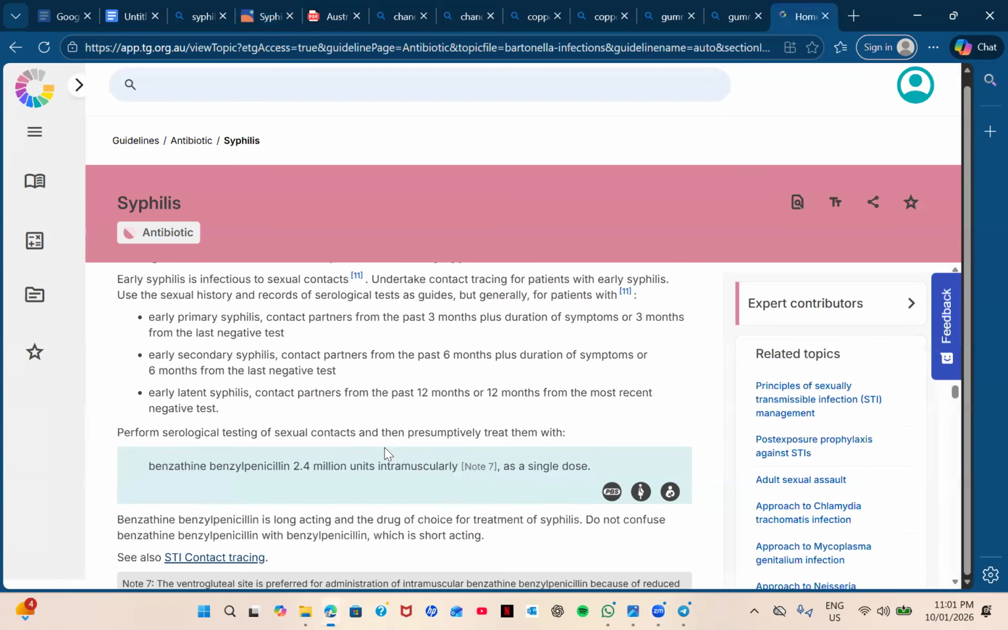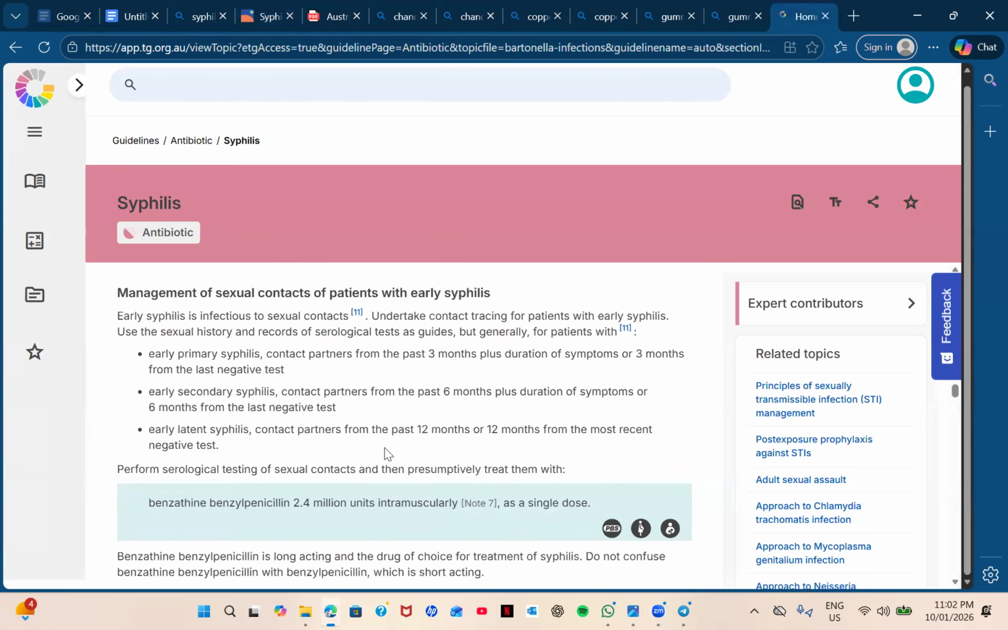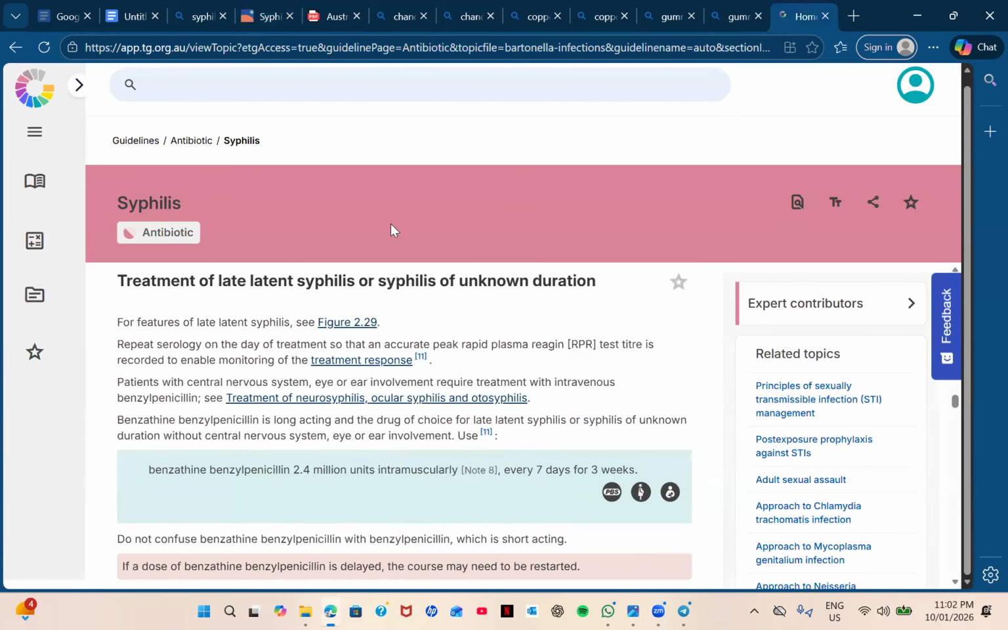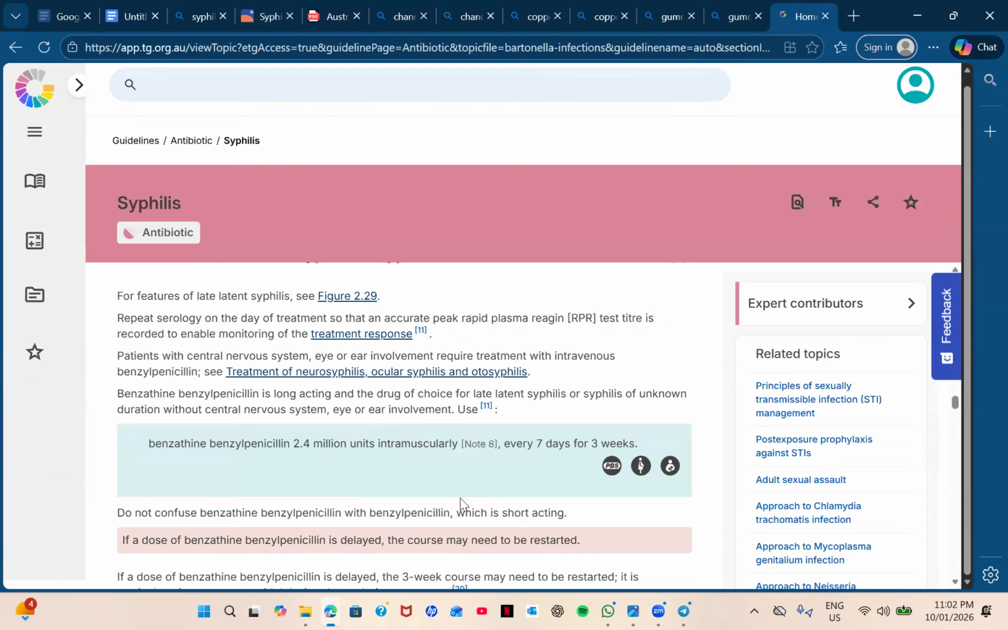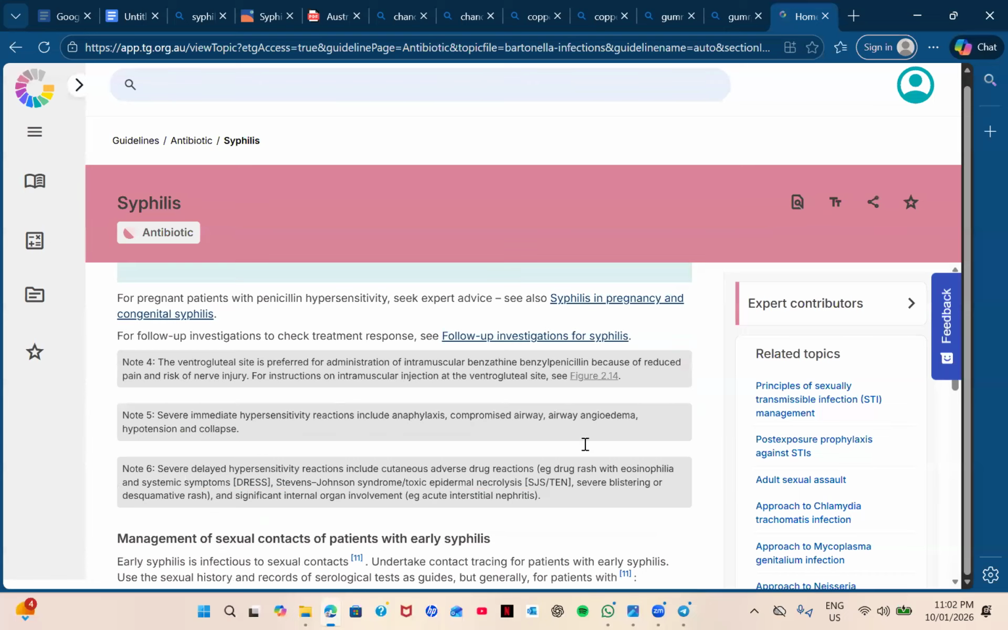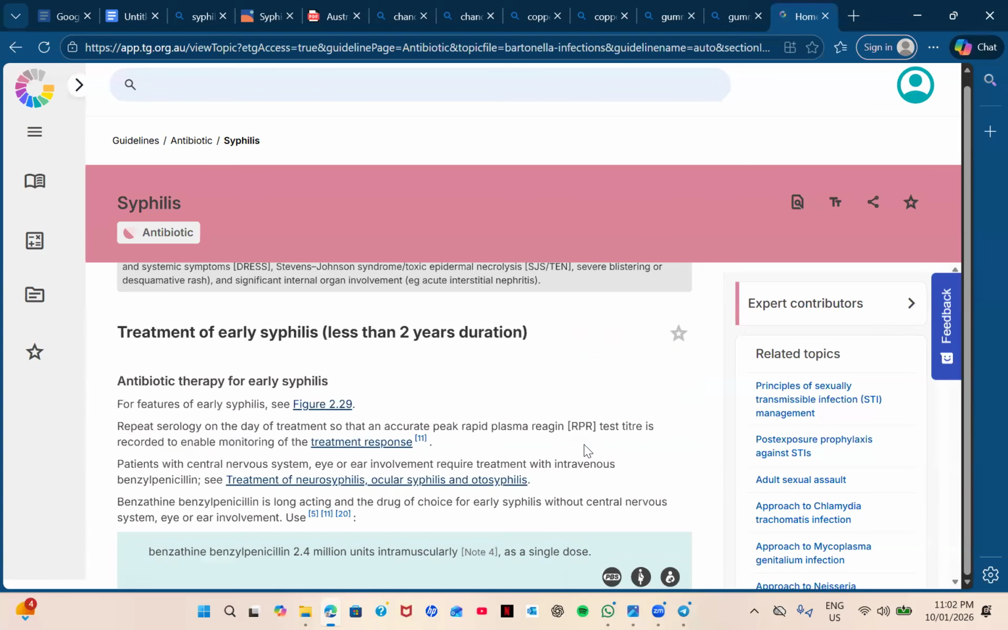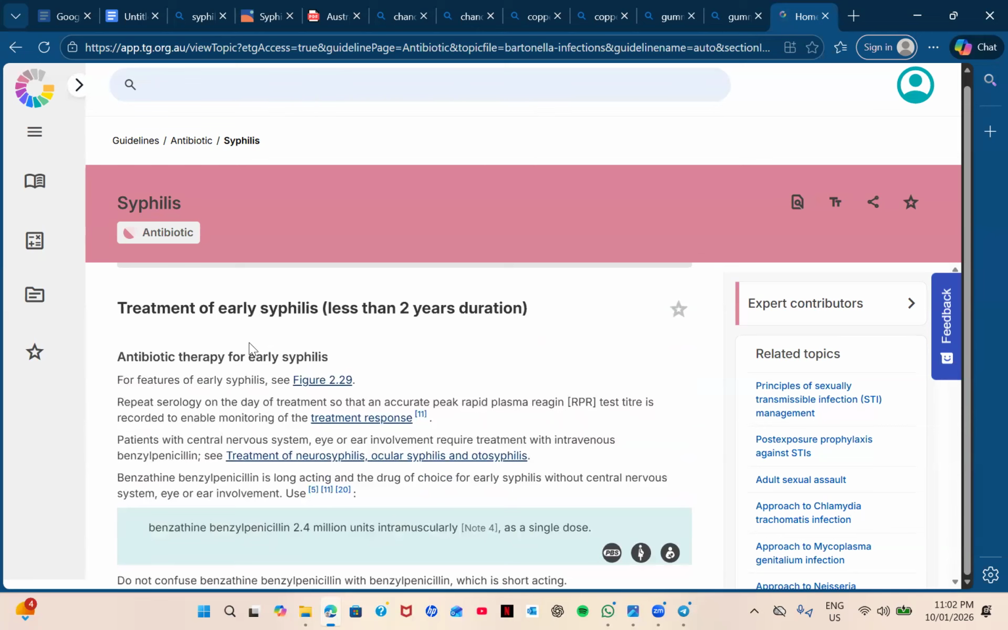Okay, first let's check the early syphilis. This is latent or unknown, so this is every 7 days for 3 weeks. We have to give the treatment. And for early syphilis, they have mentioned something. Okay, let's check one by one here.